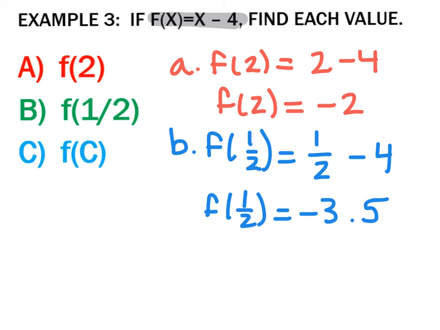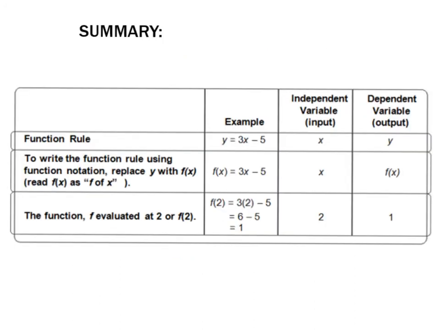Lastly, for c, it's asking me for f of c. So I replace the c in for x. So it becomes c minus 4. And since c is a variable, we can't simplify any further. On this last slide, it gives a summary of our function notation and the types of variables that are related to each.